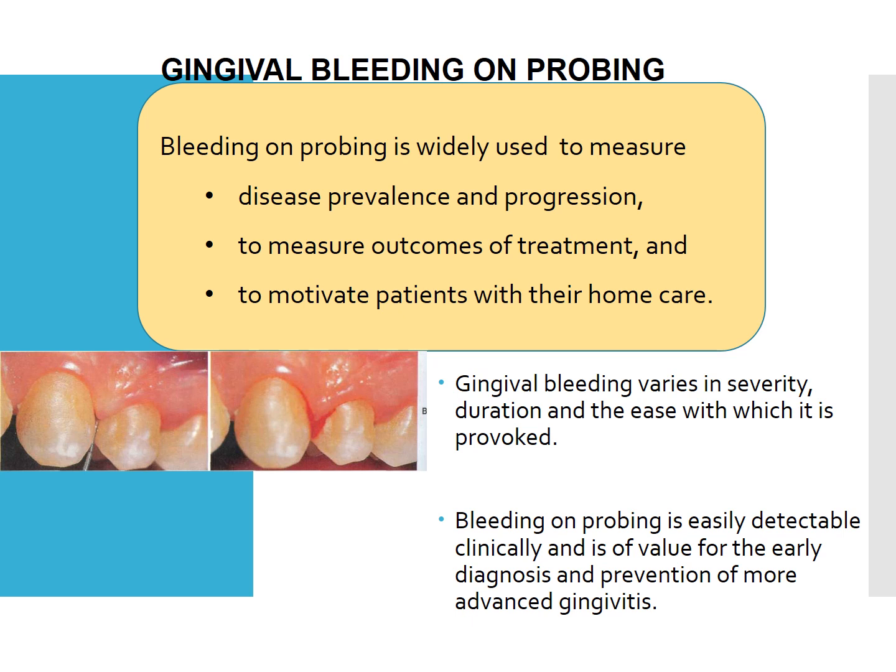It is widely used to measure disease prevalence and progression, to measure outcomes of treatment, and to motivate patients with their home care. Bleeding on probing varies in severity, duration, and ease with which it is provoked, and is also related to the severity of inflammation. This can easily be detected by a periodontal probe, and this allows early diagnosis and prevention of more advanced gingivitis.